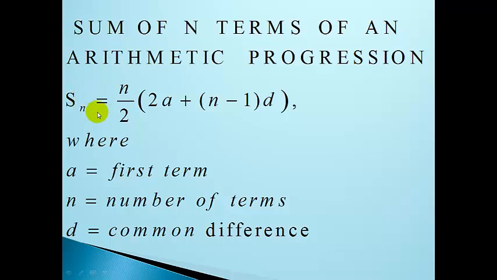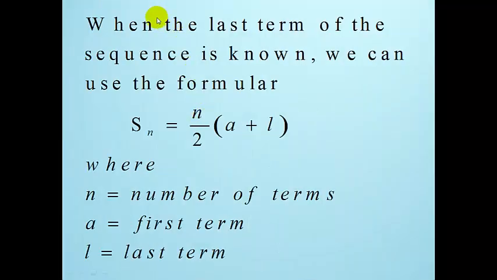This is the relation we are going to use in finding the sum of the n terms of an arithmetic progression or the linear sequence. Now, when the last term of the sequence is known, we can use the formula Sn equals n over 2 into bracket a plus l to calculate the sum. We can only use this formula when the last term of the sequence is known, that is, when the sequence is a finite sequence.